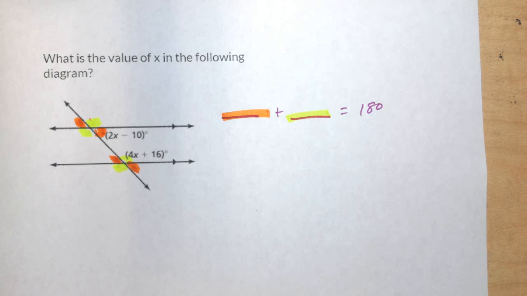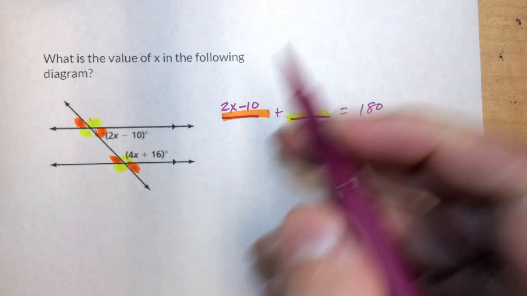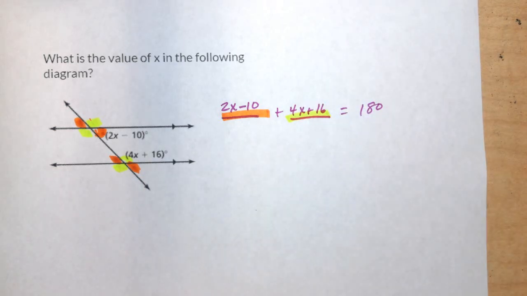So all we have to do is plug it into our template equation then. The first angle that we know, the orange one that we labeled, is 2x minus 10. The second angle is 4x plus 16. And now we have an equation that we can use to start solving this problem.